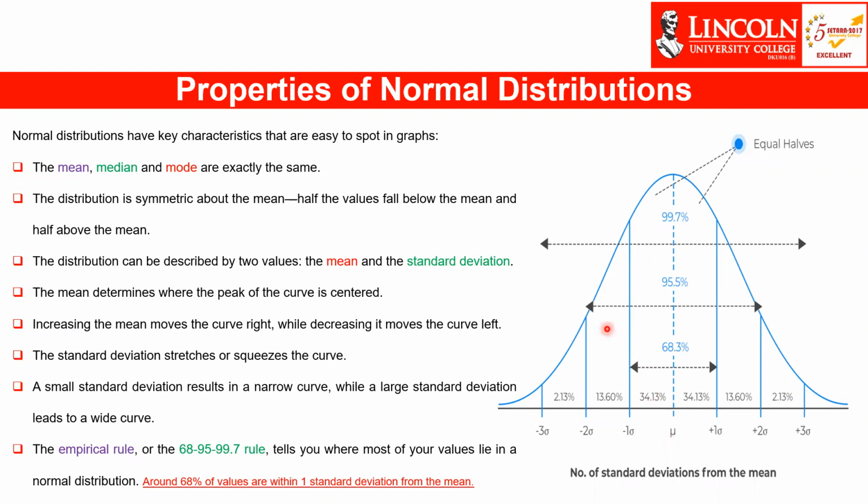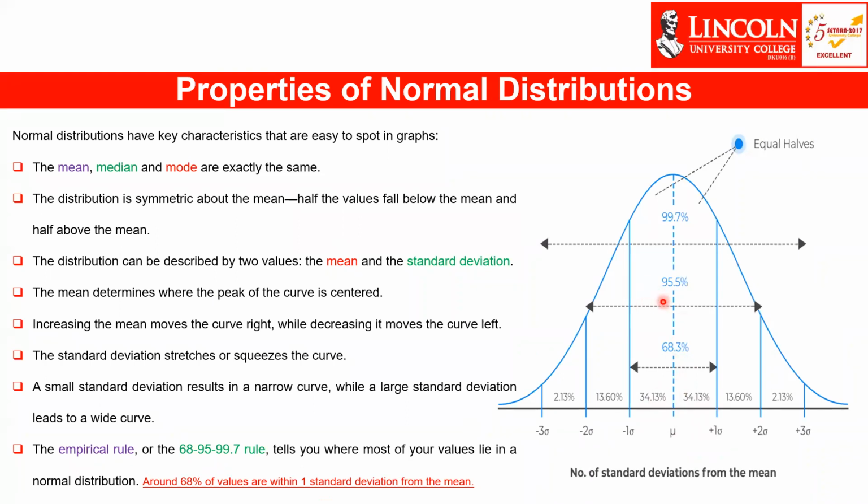Now, the empirical rule, or the 68, 95, and 99.7 rule, tells you where most of your values lie in the normal distribution. If you look at this place, we have 68.3%. Here we have 95.5%, and here we have 99.7%. What this means is that around 68% of values are within one standard deviation from the mean.